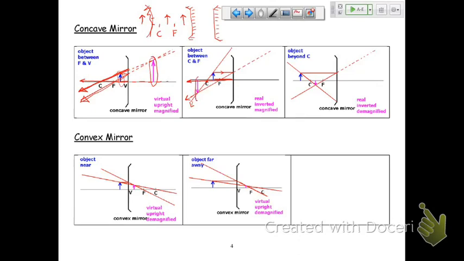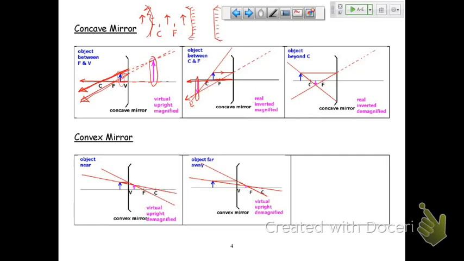This image is real. I could put a piece of paper there, and if it was a bright object, I would see the light. If it was just a wooden arrow, I wouldn't see it on a piece of paper. But if it was illuminated, like a torch light on the arrow, I could form an image of it.